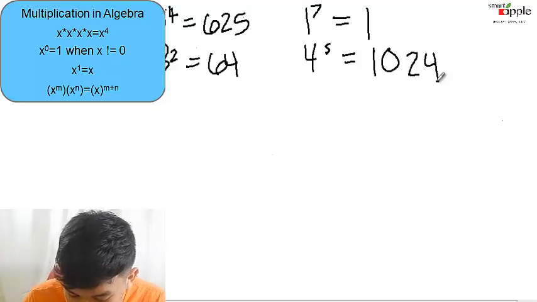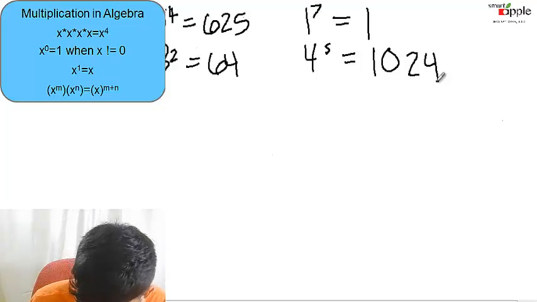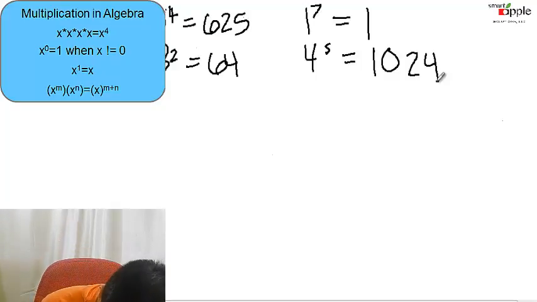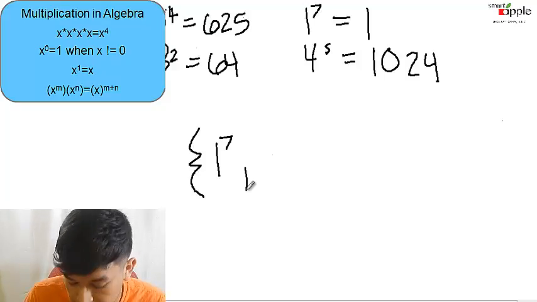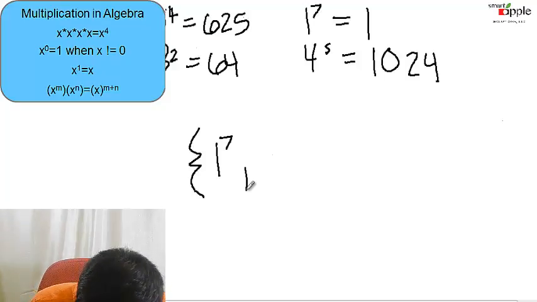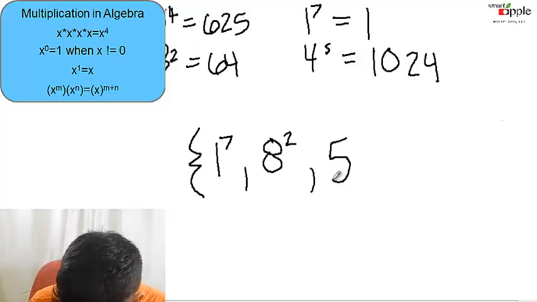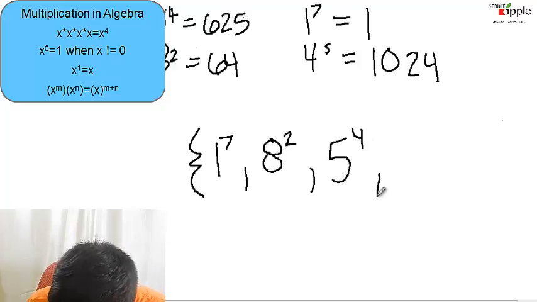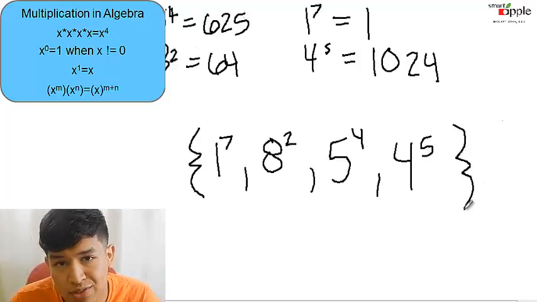So what's the smallest one within these 4 exponents? It's obviously 1. 1 is the least number compared to these other ones. So in our least to greatest expression, 1 to the 7th will be first. Now second is obviously 64, so for 64, we write down 8 squared. 5 to the 4th then follows that, because 5 to the 4th is less than 4 to the 5th. So 5 to the 4th. And then lastly, 4 to the 5th, since 4 to the 5th is the biggest number with a whopping 1,024.